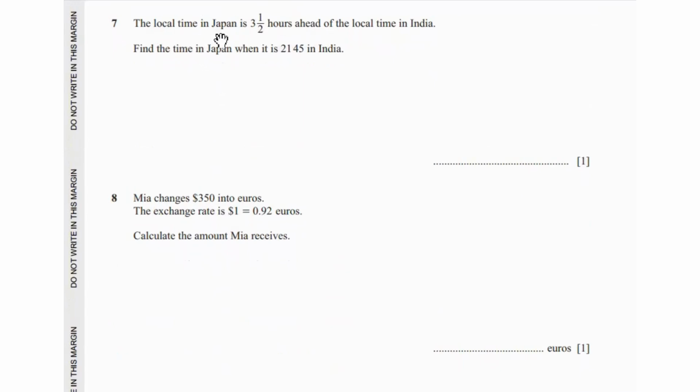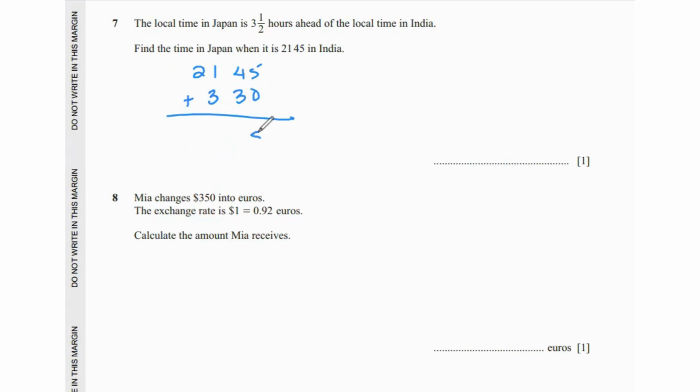Next question says the local time in Japan is 3.5 hours ahead of the local time in India. Find the time in Japan when it is 21:45 in India. So if Japan is 3.5 hours ahead of India, that means we need to add 3 hours and 30 minutes to the given time. So that's 5, 7, 4, and 2.